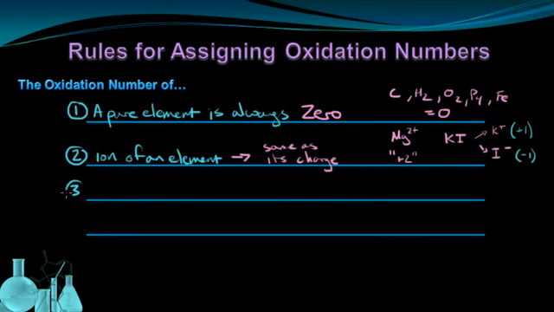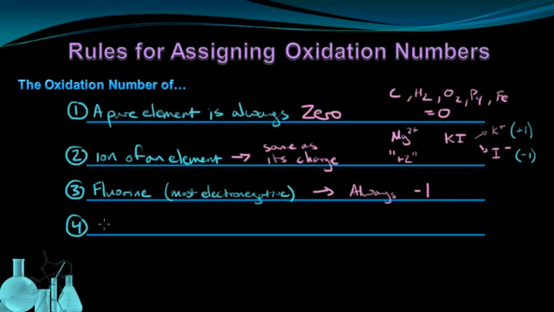The next rule we're going to look at is a rule for the element fluorine. Fluorine is special because it's the most electronegative element. And it always has an oxidation state of -1. The next rule is about another element, this time hydrogen. And hydrogen is always going to have a +1 charge. So for example, when it's in the compound HCl or H2S, each of these hydrogens in these compounds has a +1 oxidation state.